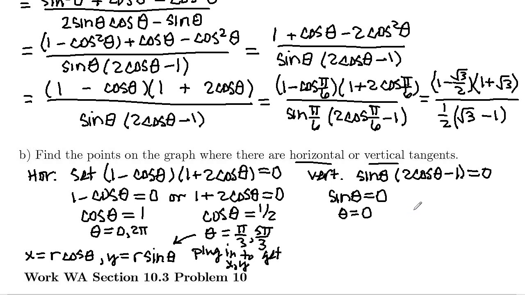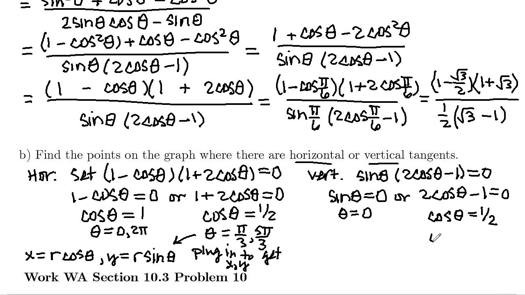Let's see, actually, let me bring this up. So 0, 2 pi. 2 cosine theta minus 1 equals 0. So bring the 1 over, divide by 2. Cosine theta is 1/2. And that's going to be these guys again.